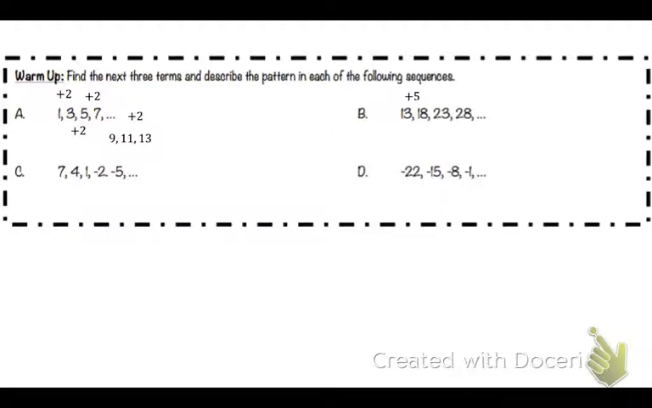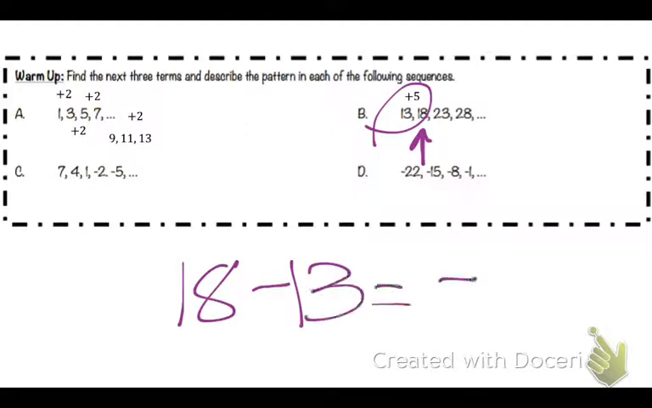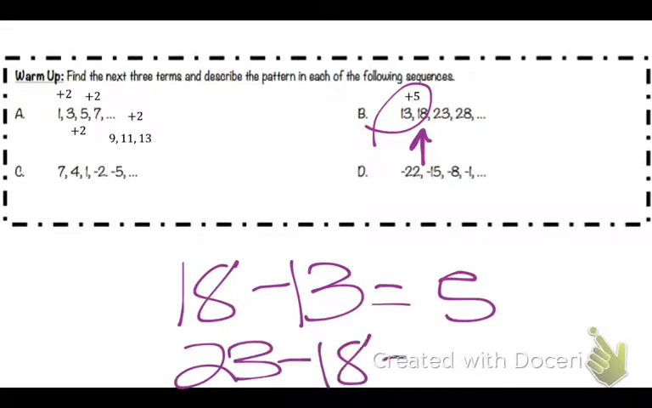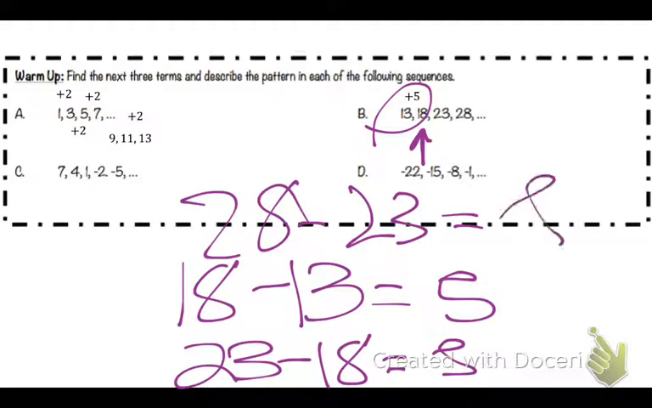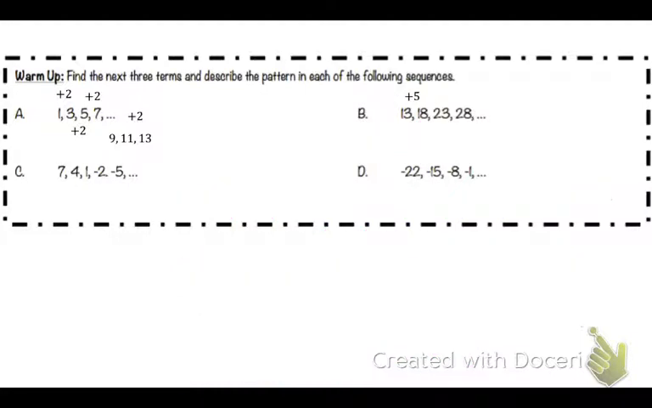And if you struggle with finding that, you can always do the second term. So we can find this term and subtract the first term. So we could do 18 minus 13. You get 5. Could do the same thing, 23 minus 18, you get 5. 28 minus 23, you get 5, and so on. So we're adding 5, which means the next three numbers, 28 plus 5 is 33, plus 5 is 38, plus 5 more is 43.